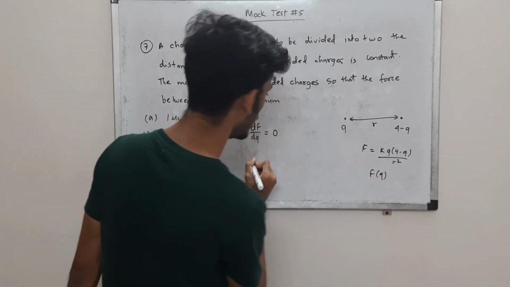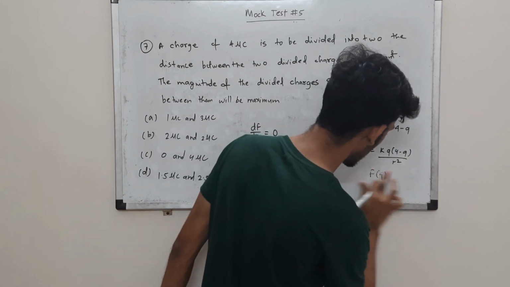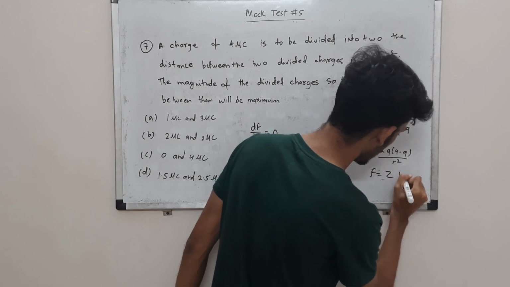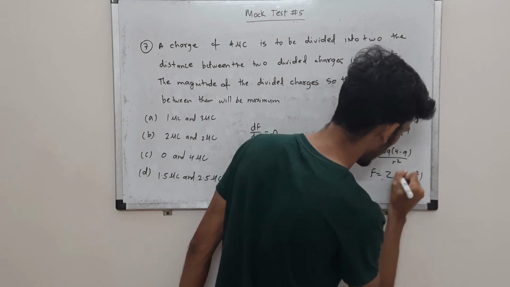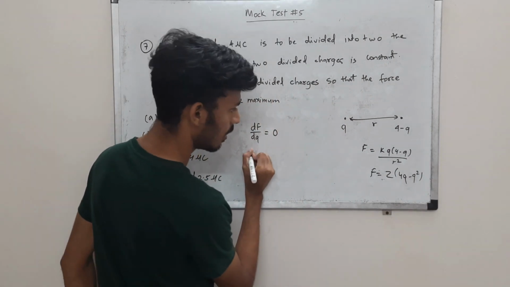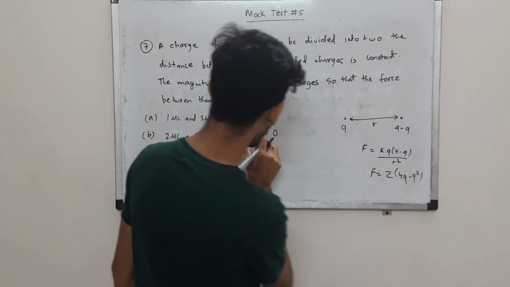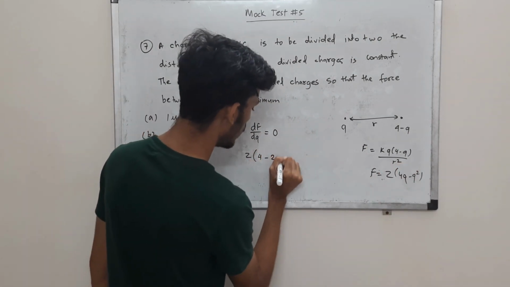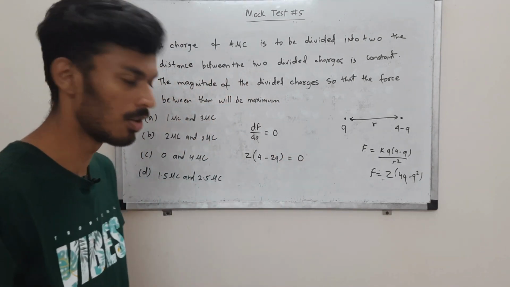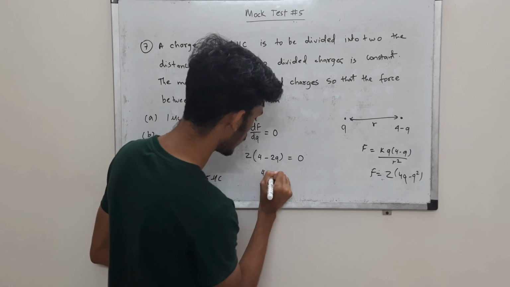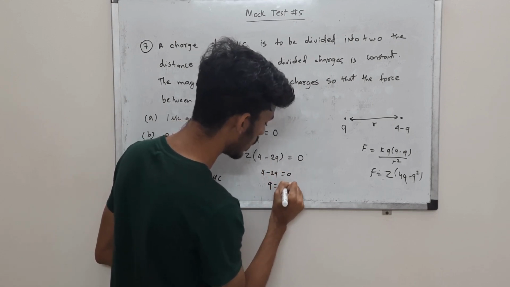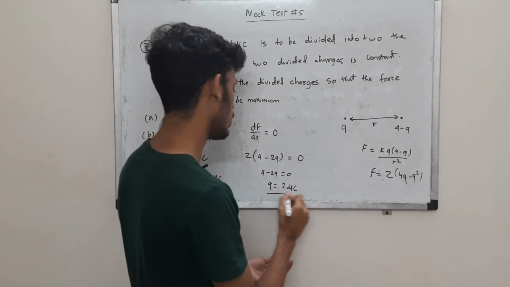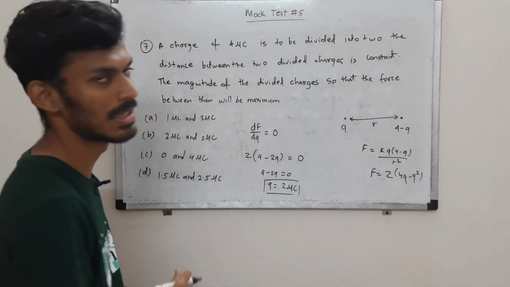K and r square are constant. Actually, you can write f is equal to some constant z times (4q minus q square), right? Now when you differentiate, z will remain as it is. Differentiating with respect to q, 4q becomes 4, and q square becomes 2q. Now z is a constant and not 0, of course, so this term should be equal to 0. So 4 minus 2q is 0, which means q should be equal to 2 microcoulombs. This was 4 microcoulombs, everything was in microcoulombs. So q should be 2 microcoulombs for the force to be maximum or maybe minimum.